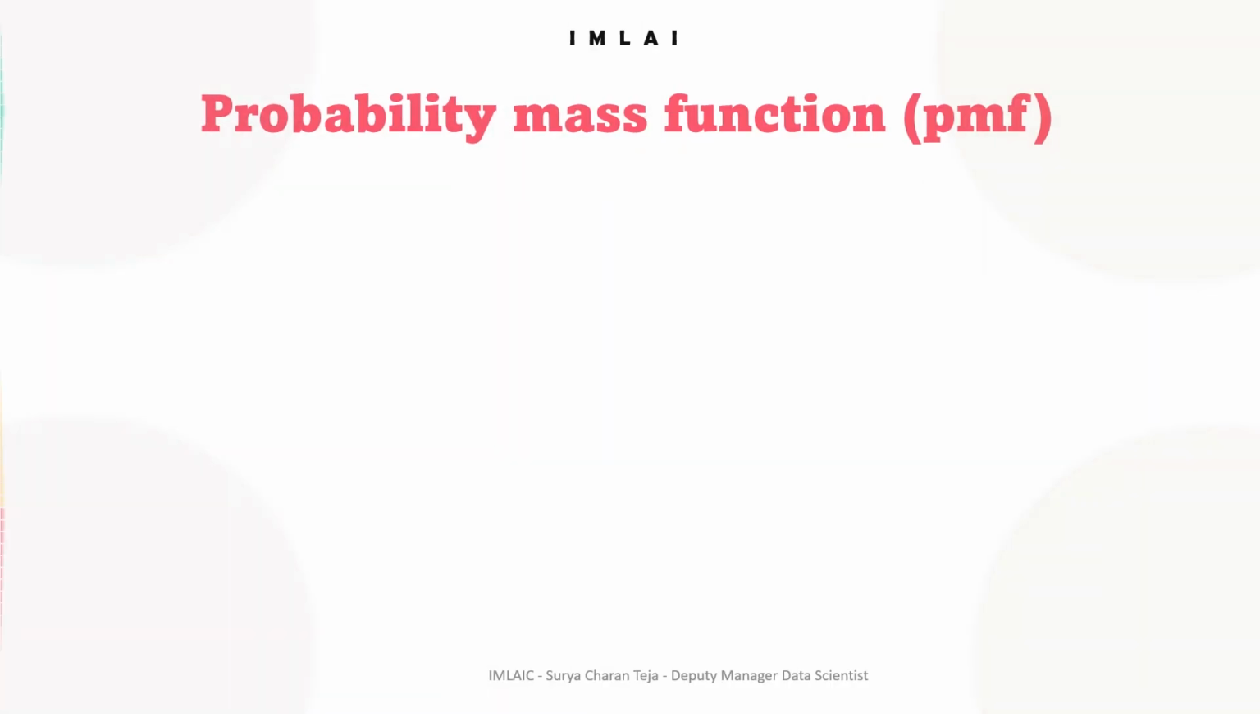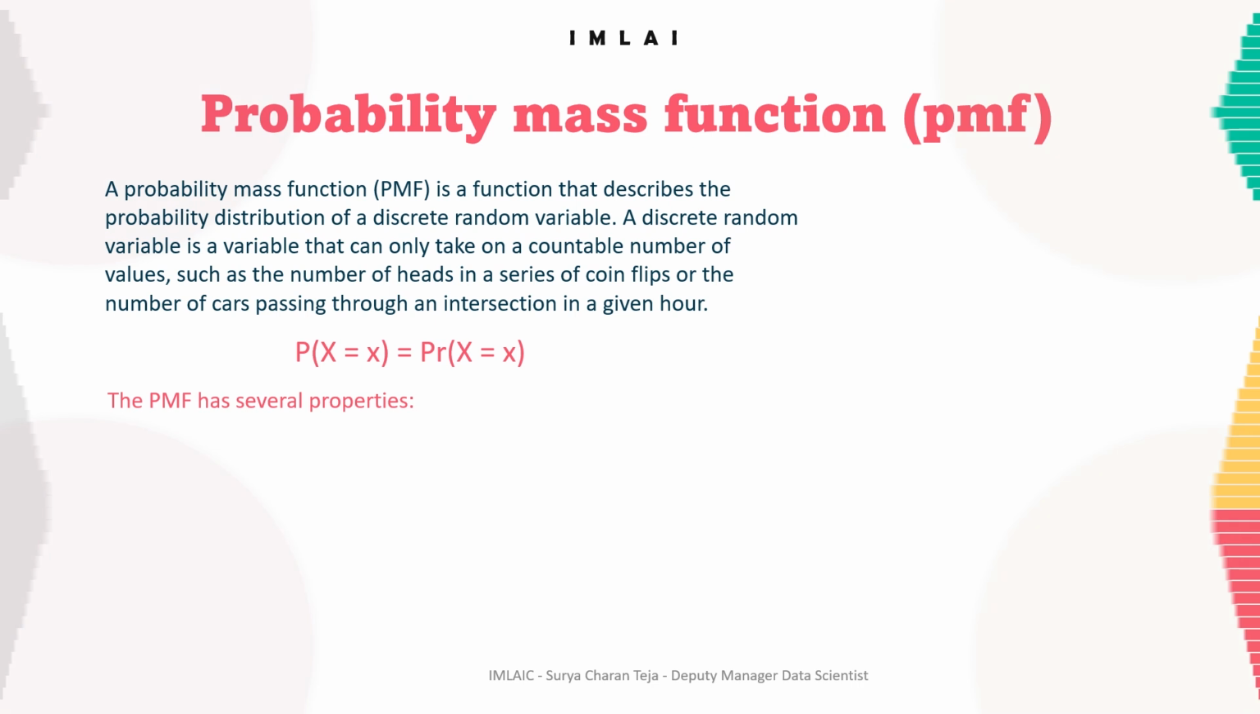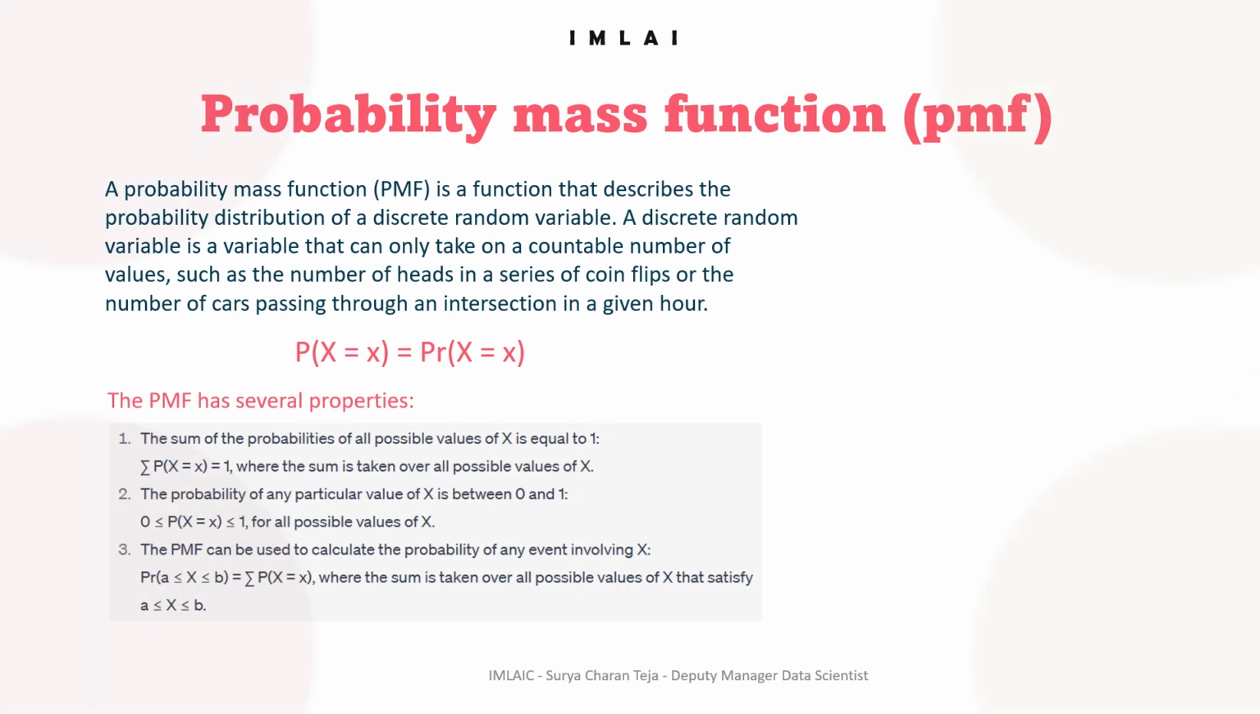Now let's see PMF in detail. Probability mass function. A probability mass function is a function that describes the probability distribution of a discrete random variable. A discrete random variable is a variable that can only take on a countable number of values, such as the number of heads in a series of coin flips, or the number of cars passing through an intersection in a given hour. And this is how we represent it.